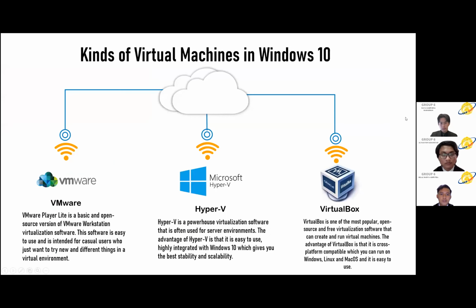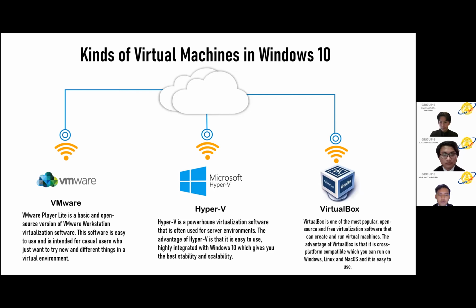Next, kinds of virtual machine in Windows 10. Number 1, VMware. VMware Workstation Player is a basic and free version of VMware Workstation virtualization software. This software is easy to use and is intended for casual users who just want to try new and different things in a virtual environment.